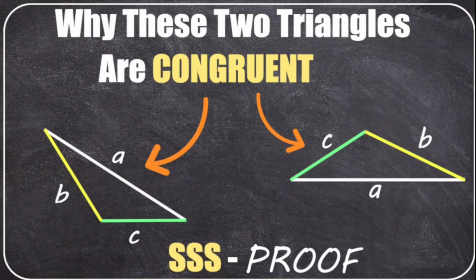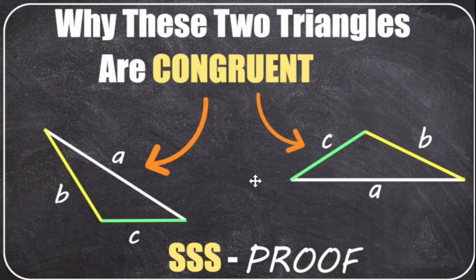In this video, I'm going to attempt to show you that any two triangles that have exactly the same edges, the edges of length A, B and C, must be exactly the same size and their corresponding angles must have exactly the same value.